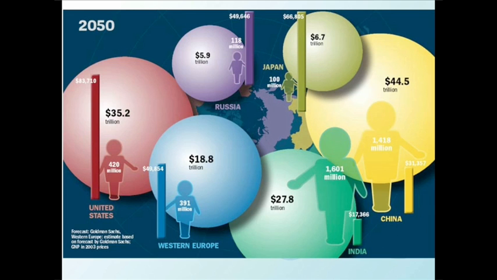The expectation is that by 2050, China will become the largest economy in the world with about $44.5 trillion. The United States will be second with $35.2 trillion. Europe will maintain at about $18 trillion. India will increase to about $27 trillion. And Russia and Japan will continue their growth as well. So you can see, again, an example of the expectations for shifts in global economic power.